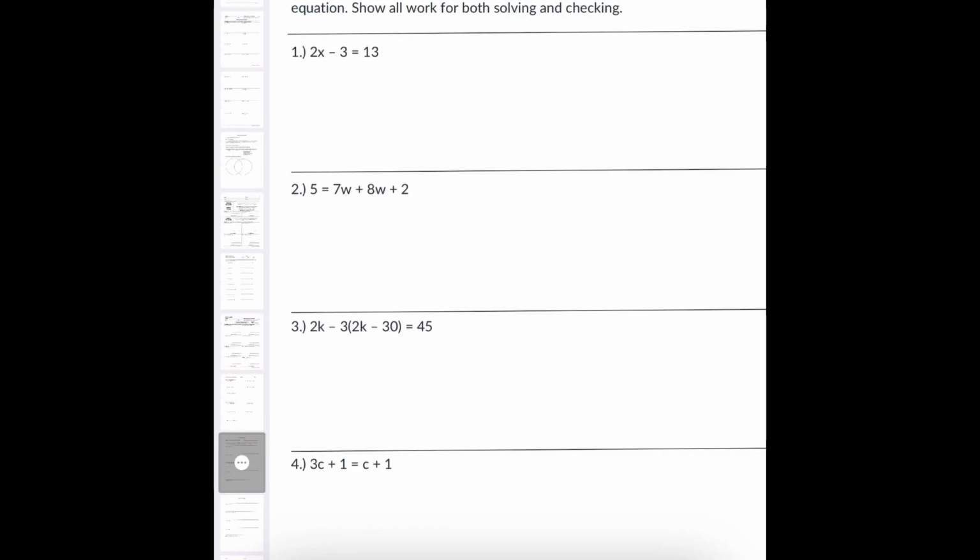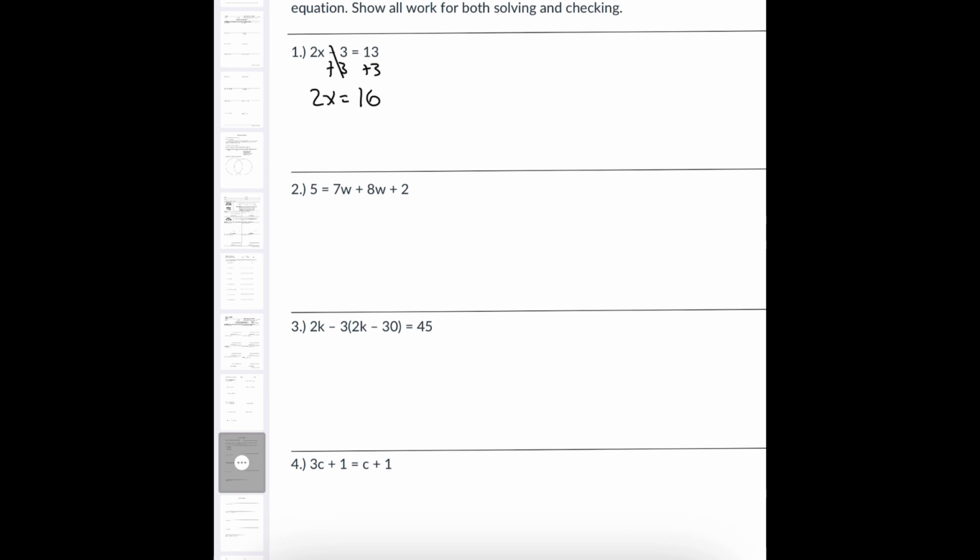Okay, so for this problem, we have 2x minus 3 equals 13. And so the first thing that I want to do is I'm going to add 3 to both sides of the equation, because that will cancel out with the minus 3. And then I will be left with just 2x on the left side, and 13 plus 3 is 16.